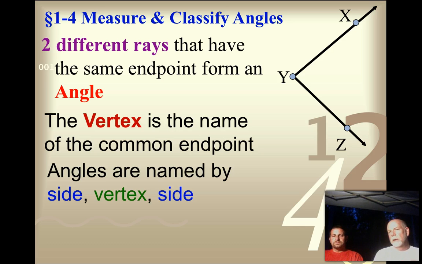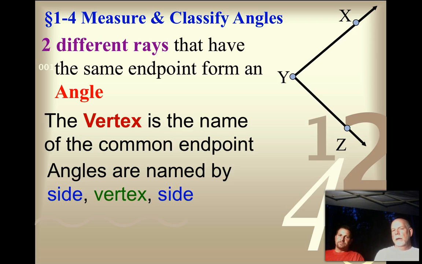In this particular case, we have ray YX and ray YZ. They share the point Y, the endpoint of those two rays, and so that creates an angle. That point Y, the point that they share, is called the vertex. We talk about vertex on every shape, every chapter, pretty much. Everything has a vertex to it.